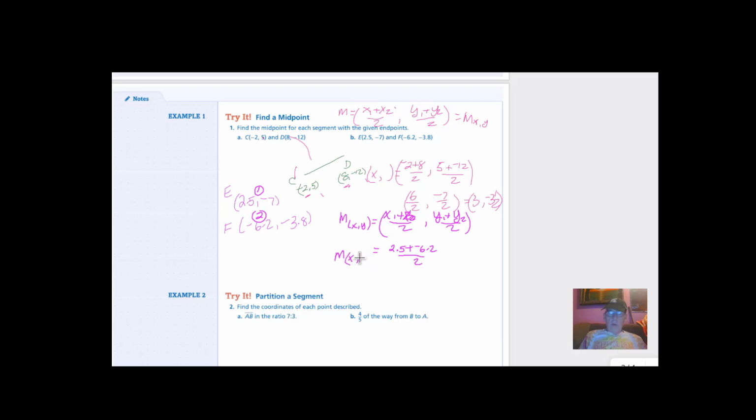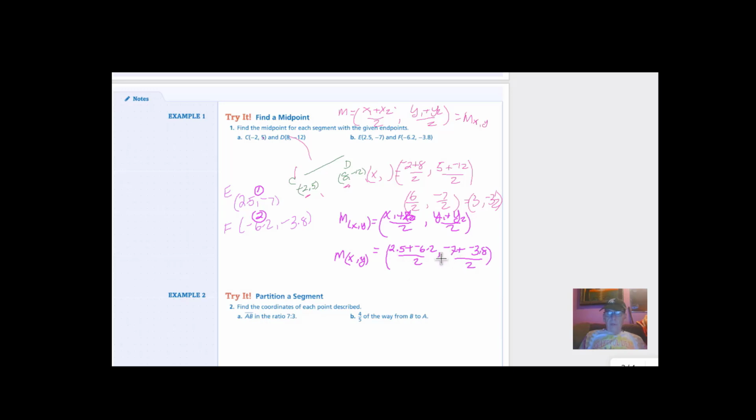And then the y coordinate of my midpoint is going to be, with this next part, I'm going to take the y from my first one, which is negative 7, plus the y from my second one, which is negative 3.8. That's going to be divided by 2. So that needs to be simplified.